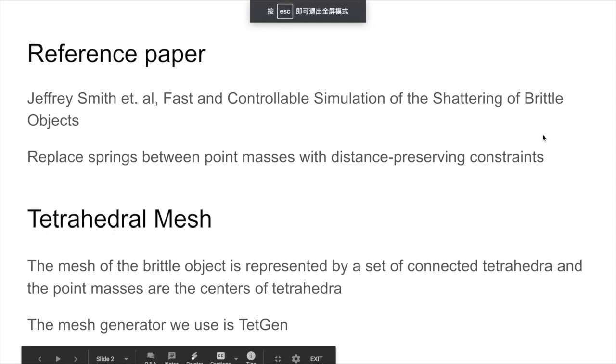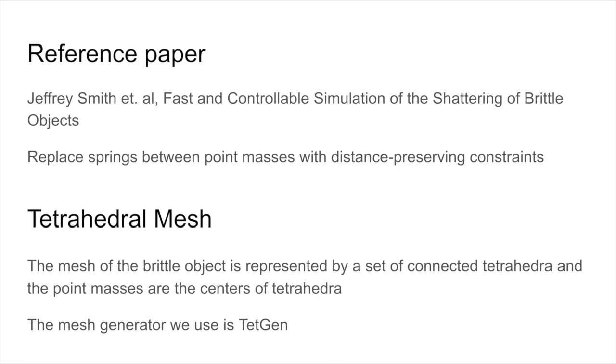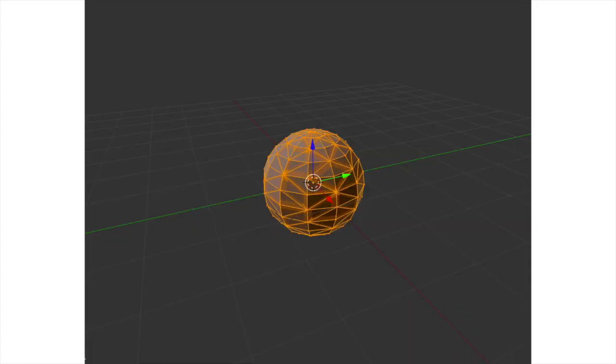The reference paper we are using is from Jeffrey Smith, and in their paper and our simulation, we are going to replace springs between point masses with distance-preserving constraints. The mesh of our brittle object is represented by a set of connected tetrahedra, and the point masses are the centers of those tetrahedra. The mesh generator we are using is TetGen. Here is an example of a sphere tetrahedralized by TetGen.